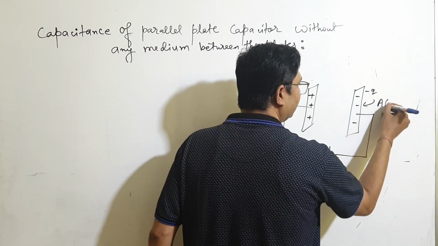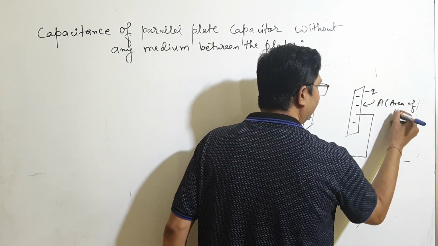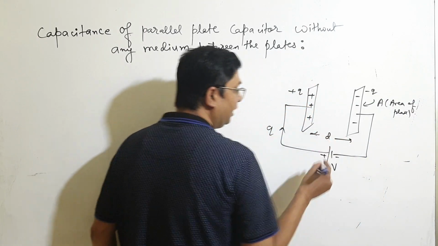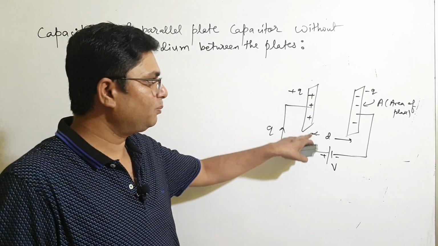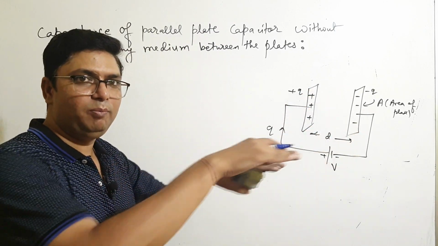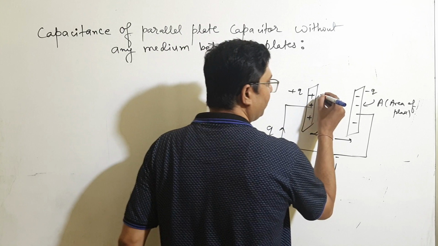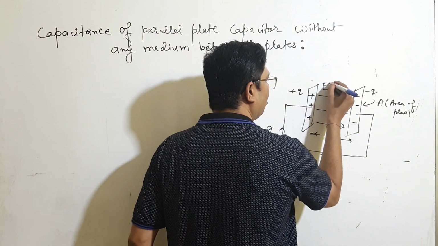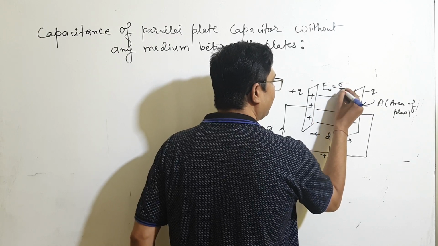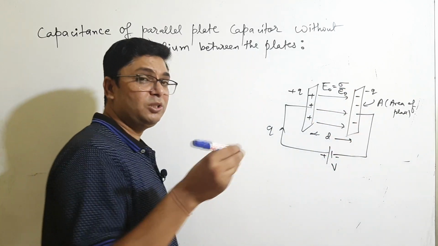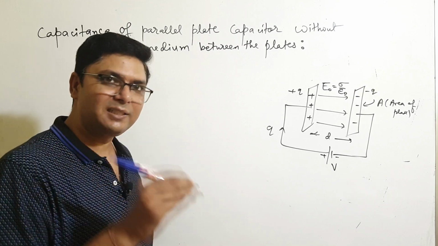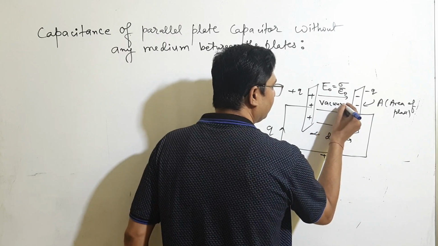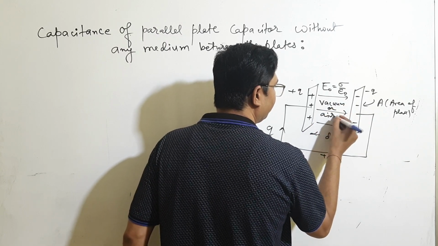Let A be the area of the plate, and let d be the distance between these plates. Then from the plus charge plate to the minus charge plate, electric field will be established. So electric field is from plus to minus charge. Electric field is indicated by E naught, which equals sigma by epsilon naught. You have learned this from my last video lecture. And here is vacuum, or you can say air.